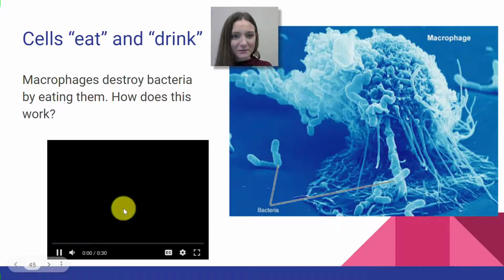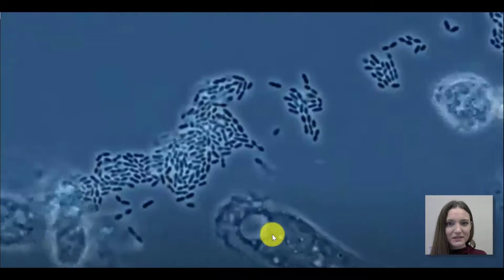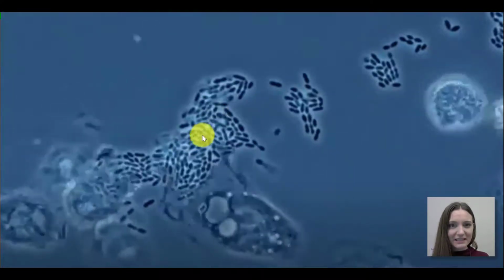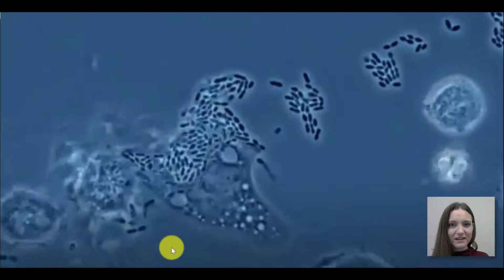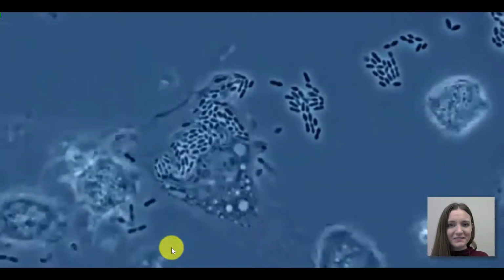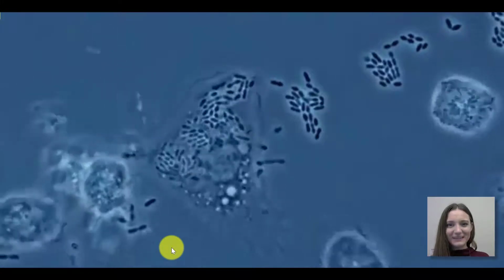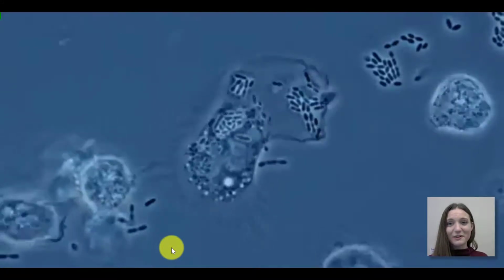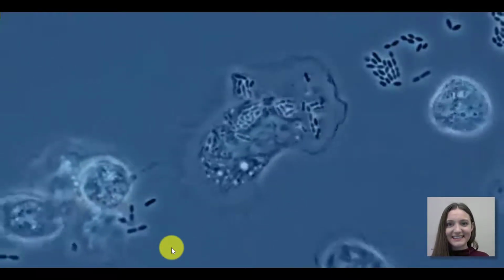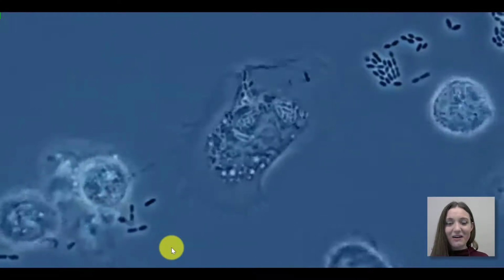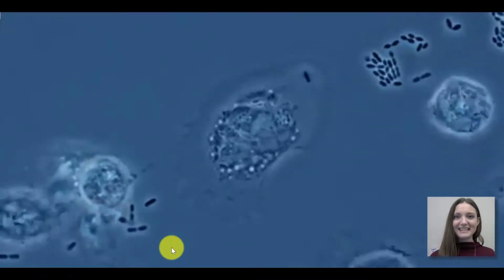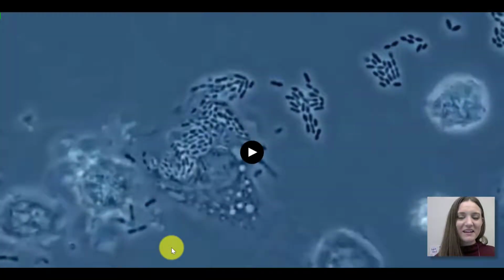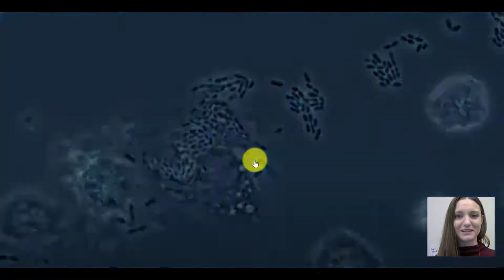This is what it looks like. I want to play this real quick. So this is our macrophage right here. This is all of the bacteria. Watch it go. It's engulfing and literally just wrapping its body around those bacteria. And it's going to go for the other group over there too. Look at that. It just ate all of those bacteria. How crazy is that, right? So how does this work? What's going on here? That's our question here. We're going to use this as our example of how bulk transport works.